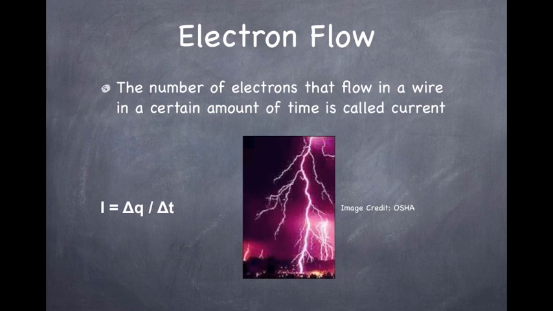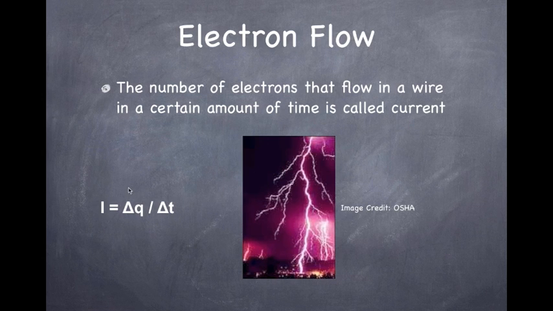1 amp, okay, we have electron flow. The number of electrons that flow in a wire determines the current, and what we have is I equals Q over T. I stands for electrical current. It was originally a French term, intensité, which is why it's an I, but it stands for electric current. It's measured in amps or amperes.